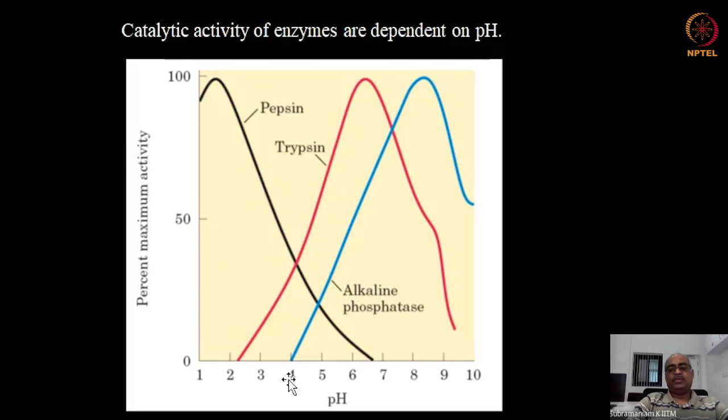On the other hand, intestinal alkaline phosphatase, which removes phosphate groups from a variety of molecules, works around pH 8.8 or 9. That is where its activity is maximum, and at 1.5 it is not going to be active. Even at 4 itself, it is 0. Trypsin, another protease, works at about neutral pH. So each enzyme has its own characteristic pH, and therefore the hydrogen ion concentration becomes very important.